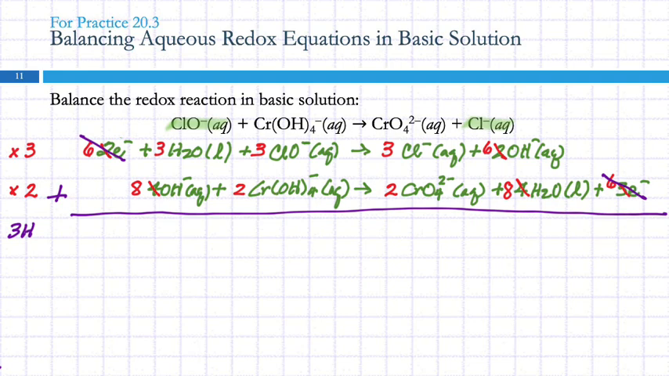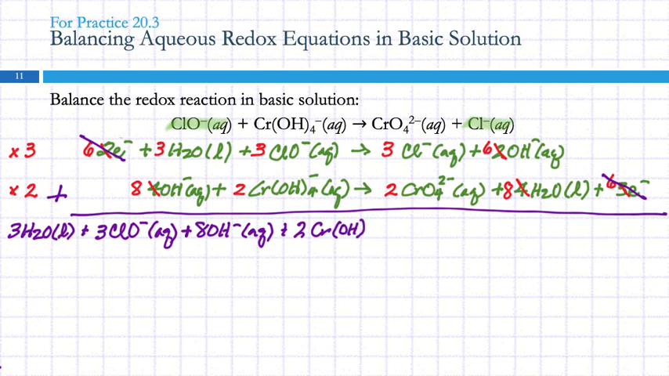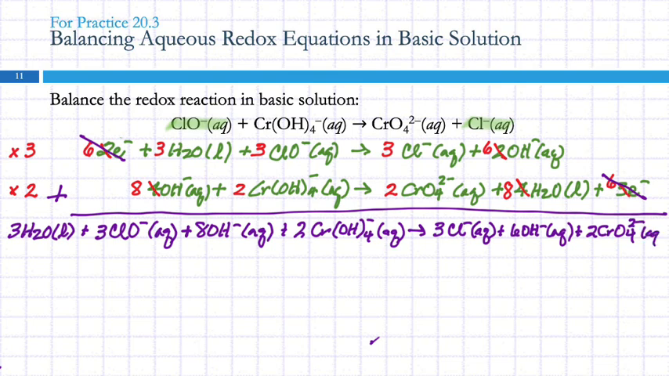So 3H2O plus 3ClO⁻ plus 8 hydroxide plus 2 Cr(OH)4⁻. It's going to make 3 chlorides plus 6 hydroxides plus 2 chromates plus 8 water molecules.